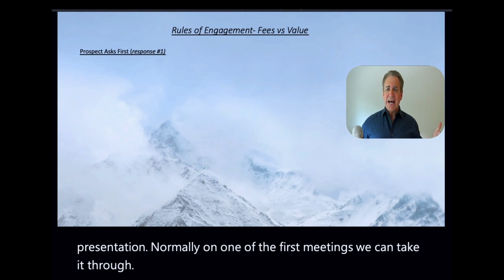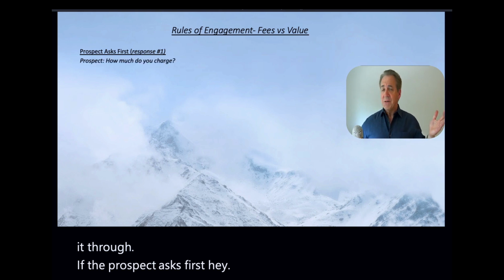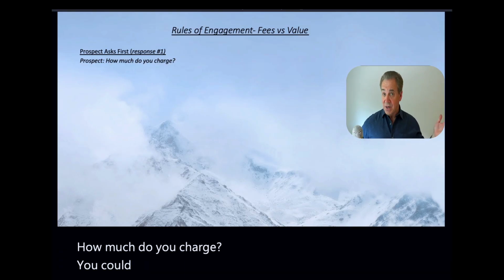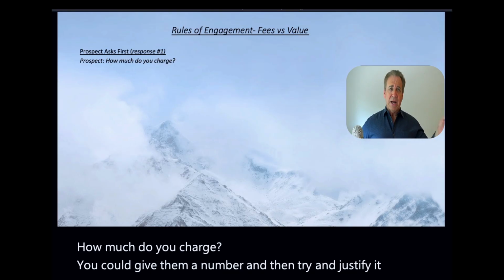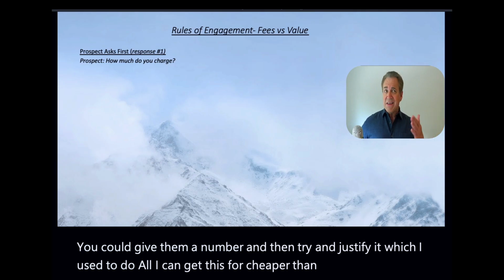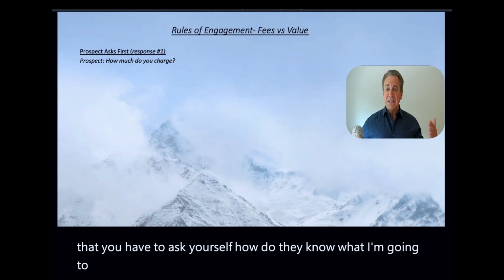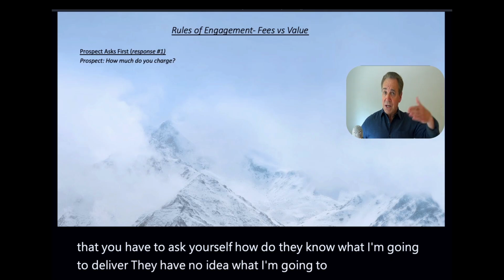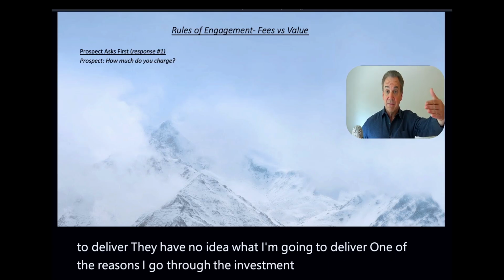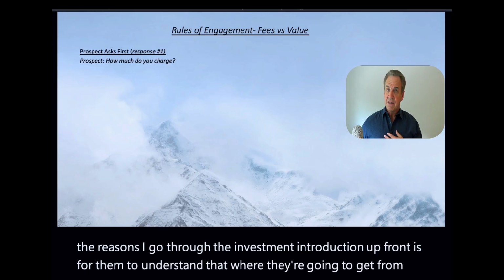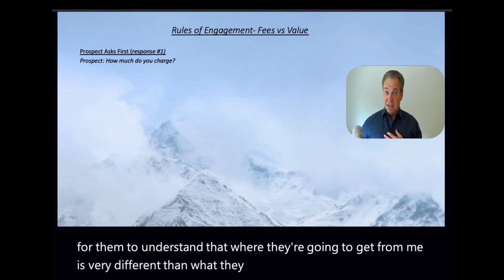If the prospect asks first, hey, how much do you charge? Well, you could give them a number and then try and justify it, which I used to do. Oh, I can get this for cheaper than that. When they say that, you have to ask yourself, how do they know what I'm going to deliver? They have no idea what I'm going to deliver. One of the reasons I go through the investment introduction up front is for them to understand that what they're going to get from me is very different than what they get anyplace else.